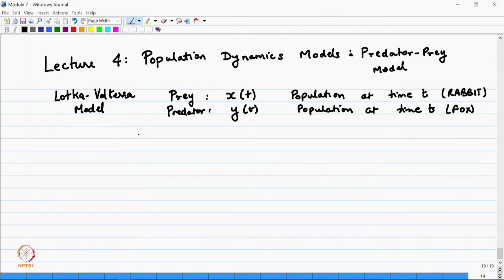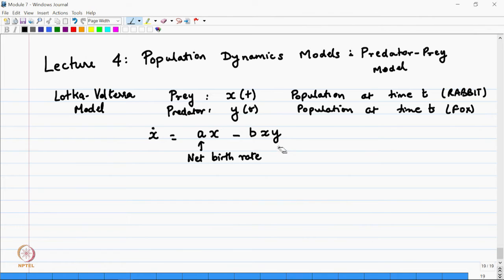Now, the differential equation for the change of population of the prey is, I'll write the differential equation, and then I'll tell you what the idea is: x dot equals a x minus b x y. Now, this a is, I will call it, the net birth rate. So if there was no predator, if y was equal to 0, then the prey population would grow at some rate a. That is the net birth rate. So it is actually the difference of birth and death rate.